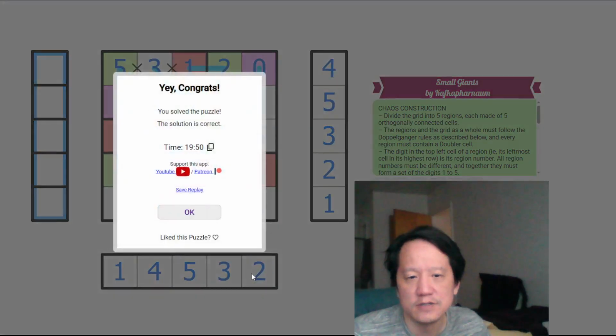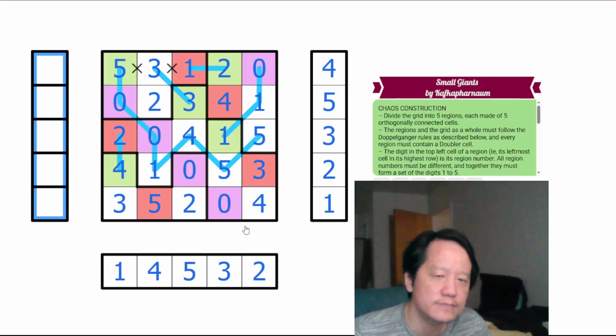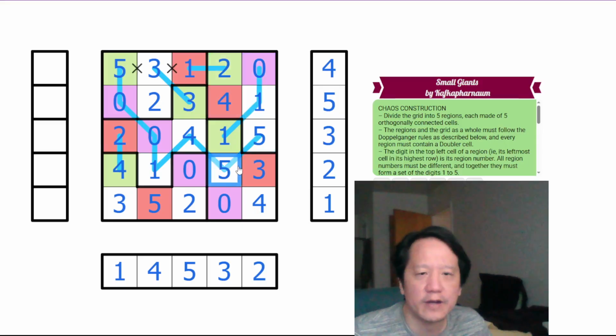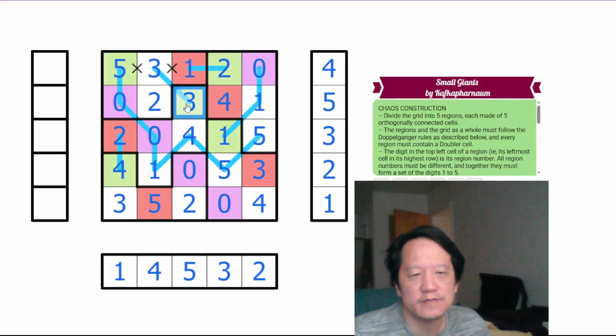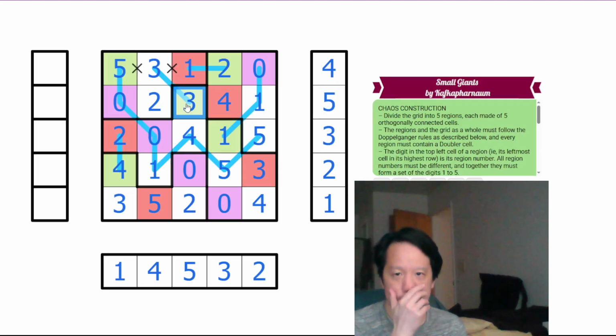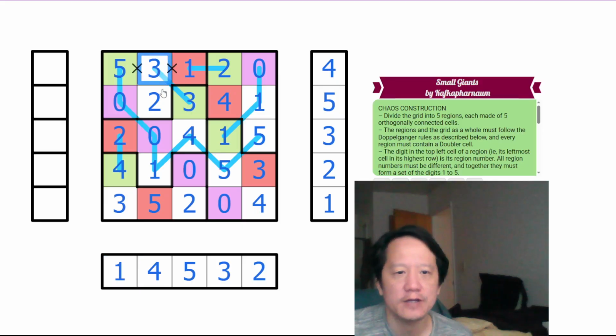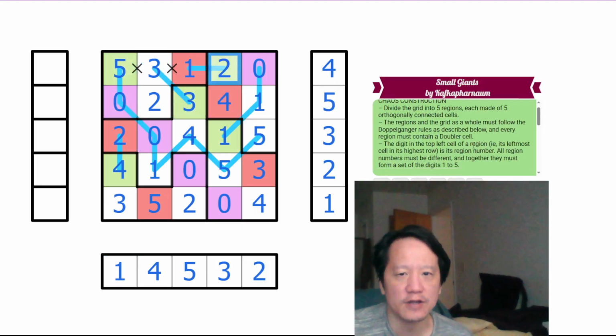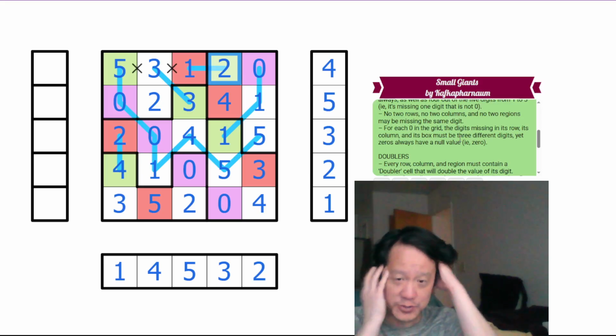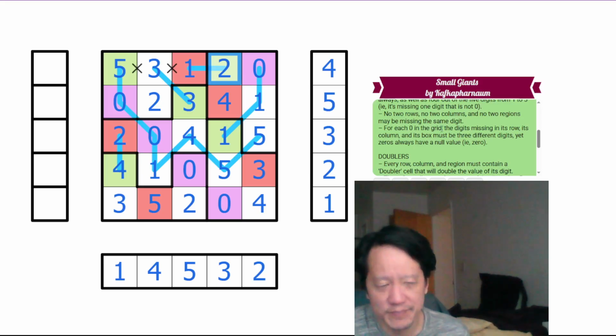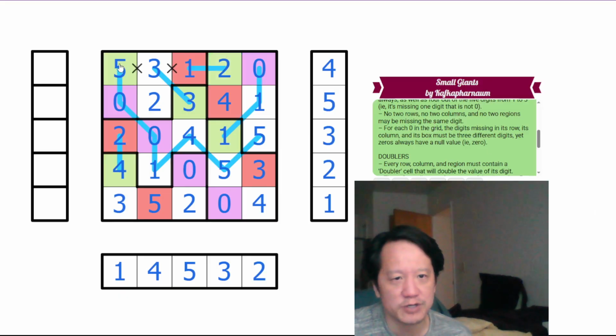Oh, I guess I have to delete these, right? Yeah. And that's how you solve it. Fairly straightforward, I guess. Yeah. All the zeros have different values. So this 0 is missing a 5 in the row, 1 in the column. Okay. Let's make sure that we have everything else. Well, we know that we have the answer correct, but just as a sanity check, let's make sure we have everything.